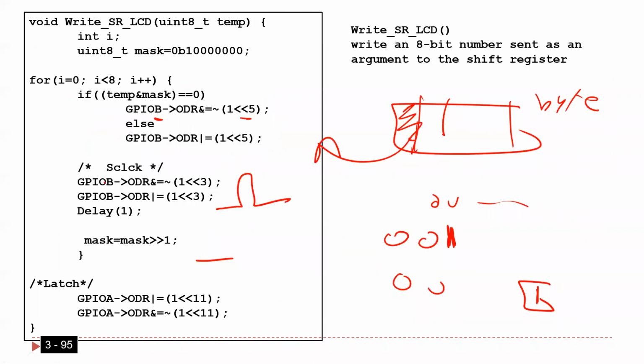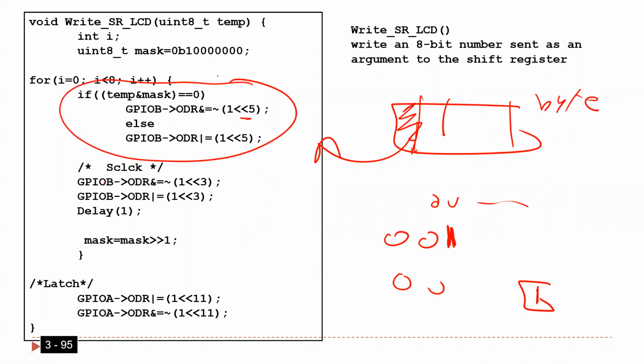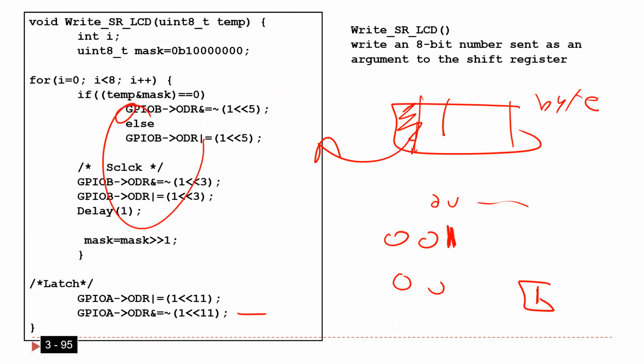So as you see here, guys, I'm gonna make a for loop 8 times. In every iteration, I'm gonna work on 1 bit. If the bit is 0, I'm gonna write 0. If the bit is 1, I'm gonna write 1. Then I'm gonna generate a clock, this one, so that I shift or input this bit. So after I finish, so here is going to be 8 times. After I finish, I have to latch it. So I have to generate this one for the latch.